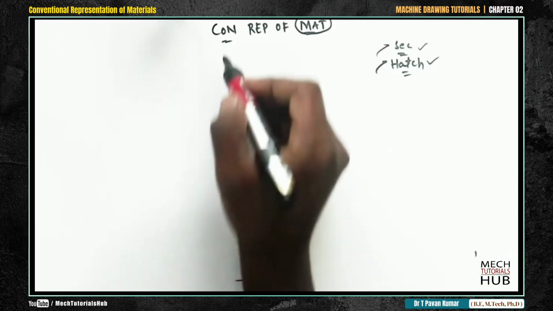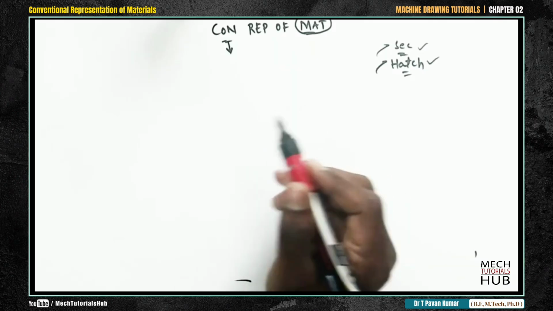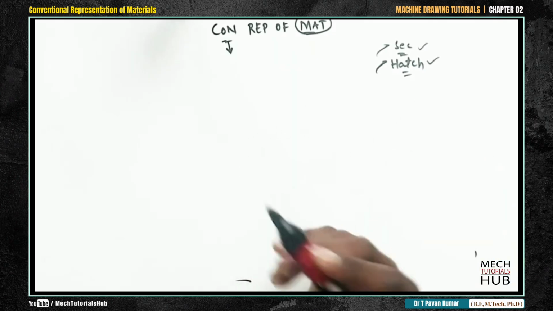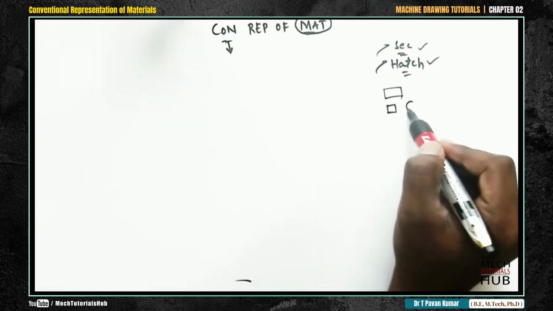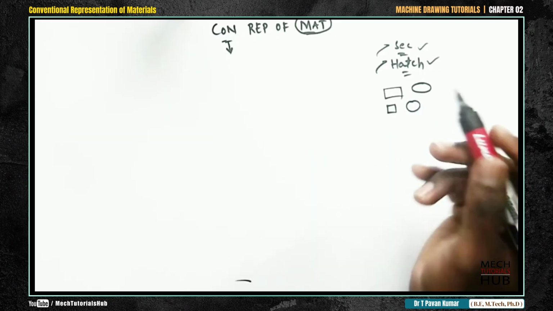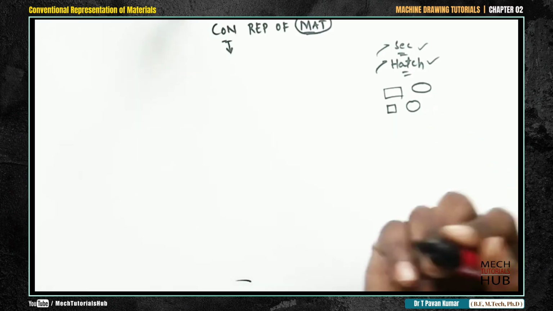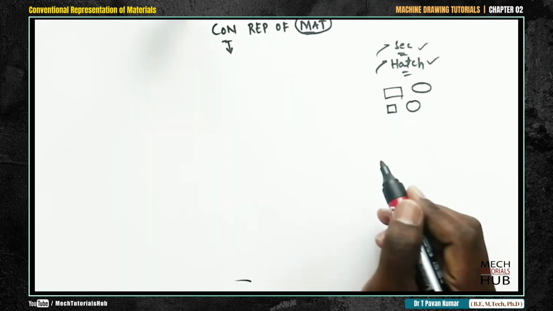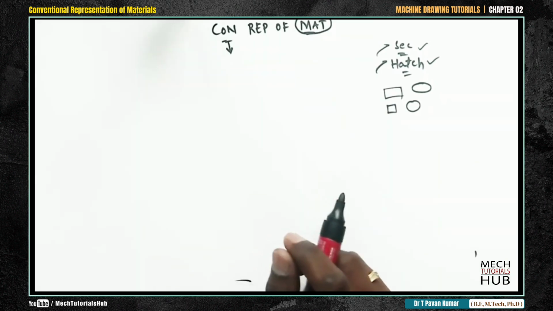Fine. Now, convention: what is the meaning of convention? Here we are going to draw our own dimensions. Those rectangles, square boxes, circles, or elliptical cross sections are not maintaining any dimensions. We are taking our own dimension based on the space availability to represent a particular component or material on your drawing sheet.